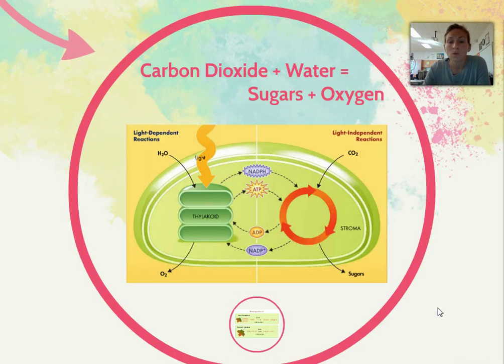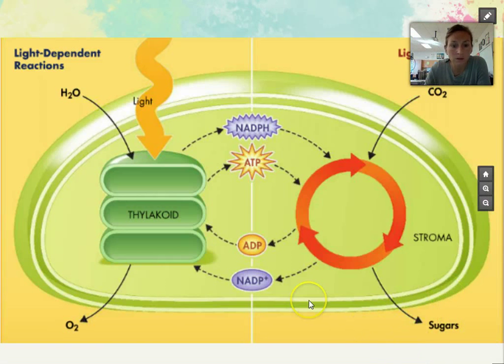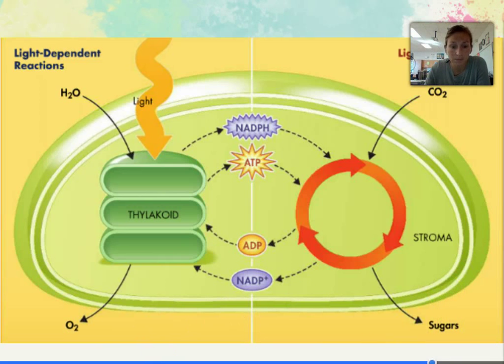All right, so we need carbon dioxide and water in order to get our products of photosynthesis, which are sugars and oxygen. So let's take a deeper look at what is going on inside the chloroplast in order for that to happen. The first reaction we're going to talk about is the light-dependent reaction. Now, the light-dependent reaction happens in that thylakoid membrane.